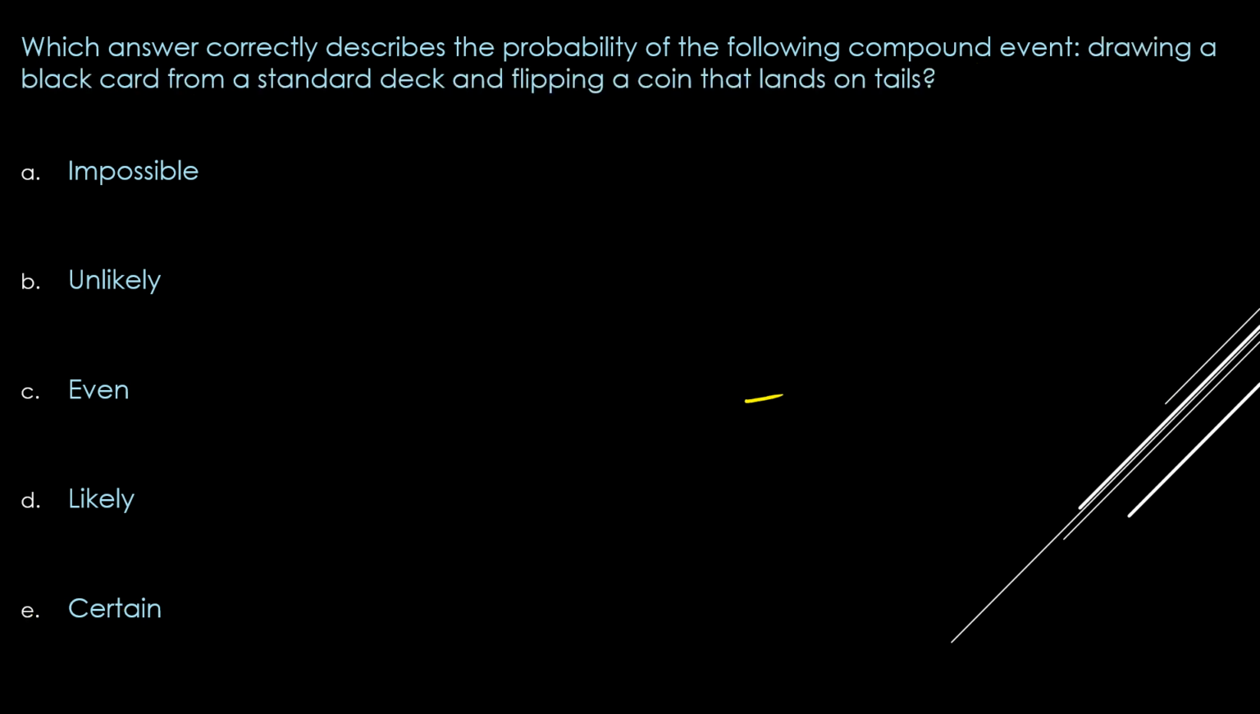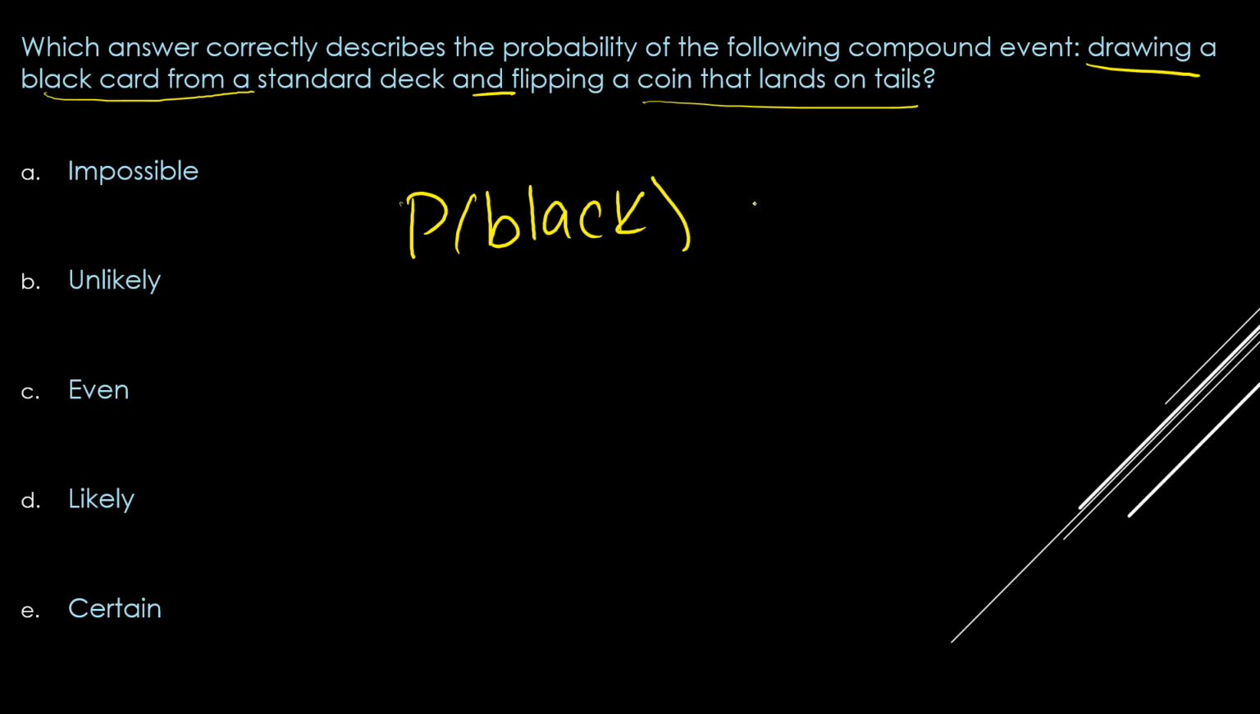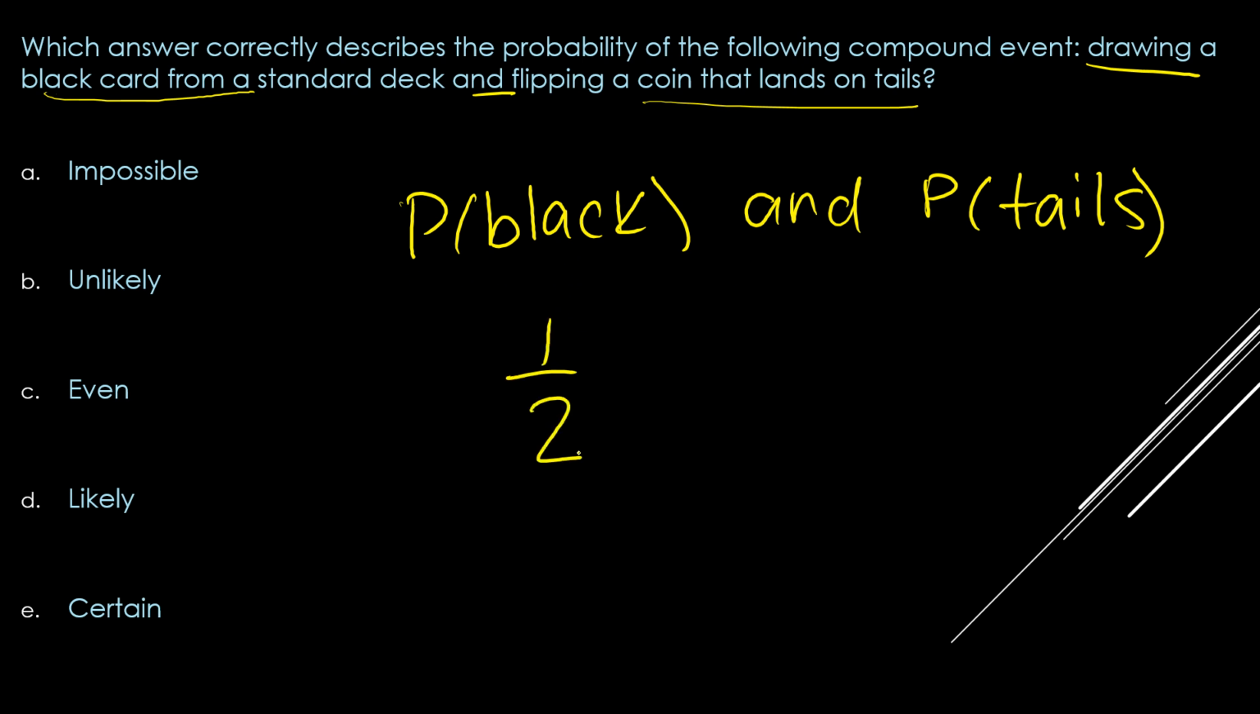We want to know which answer correctly describes the probability of the following compound event: drawing a black card and flipping a coin that lands on tails. Again, be careful with this one. This answer is not even. Okay, it is not even. We are drawing a black card from a deck and flipping a coin and it landing on tails. So probability of drawing a black card and probability of flipping a coin and it landing on tails. So drawing a black card's a 50-50 chance because there's only 2 colors, red or black.